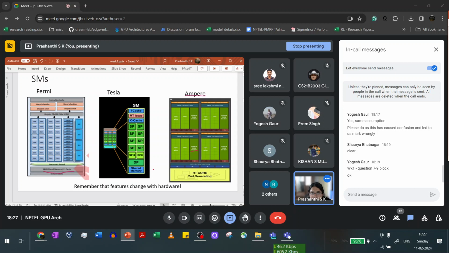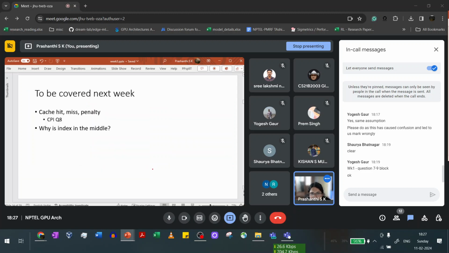Okay. I think that's all I have the time to cover for today. What we will do next week is on the caching side. Someone asked me about cache hit, miss, and penalty, and there was also a CPI question that, after I explain this, will probably be easier to understand. So we will go through both of those.